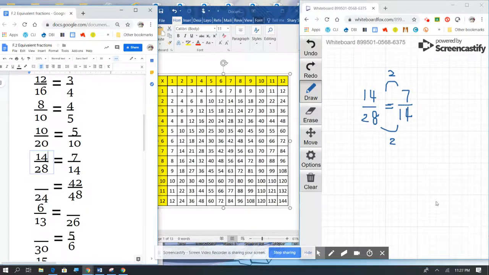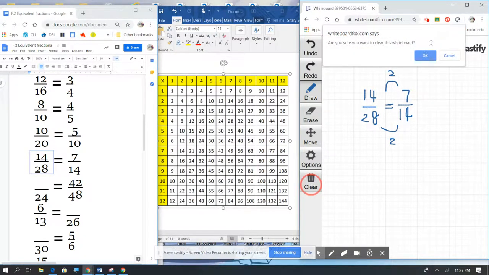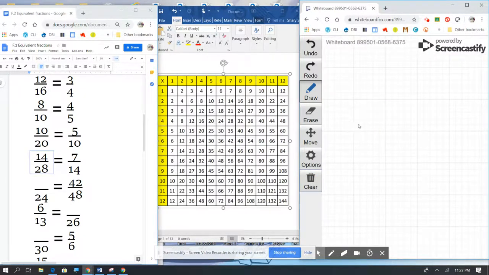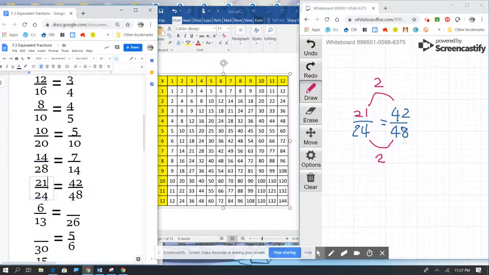Next one. The number is a little bit big. So let's see. The next one is something over 24 equals 48 over 42. So let's see here. From here to here is what? It's 2, right? So the same thing here to here will be 2. So half of 48 is 24. Half of 42 is 21. So the answer is 21. Next one.